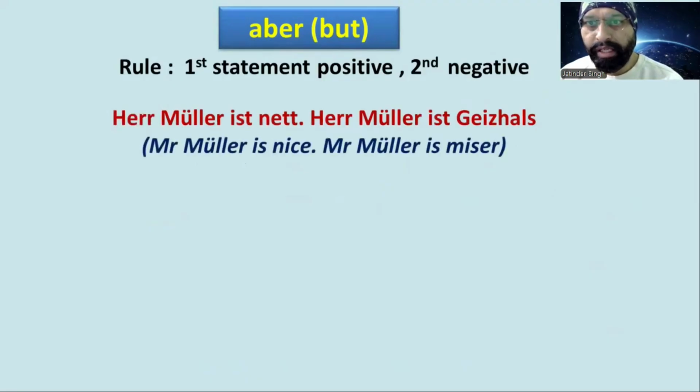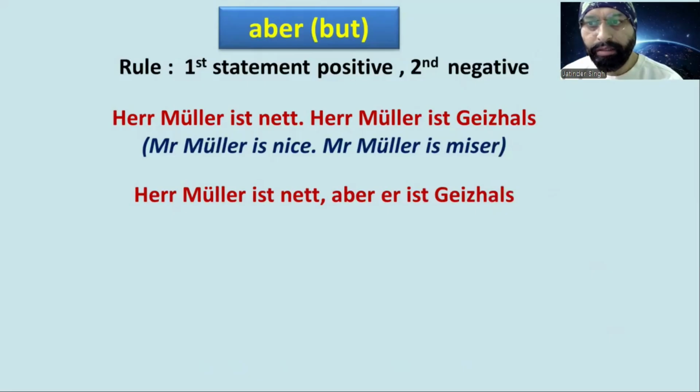How? See, Herr Müller ist nett. Herr Müller ist Geizhals. Mr. Müller is nice. Mr. Müller is a miser. So if you see, the first sentence is positive about Mr. Müller and the second is negative. Now I connect these two sentences with the aber conjunction. Herr Müller ist nett, aber er ist Geizhals. So in this conjunction, you also need to use a comma after the main clause. So you can see here, the aber stands on the zero position or null position, then the subject and the main verb at the second position, but it will be conjugated as per the subject. So that was the structure of the aber conjunction.